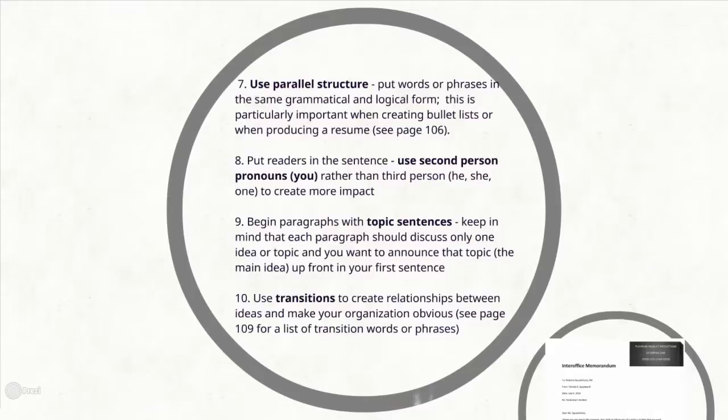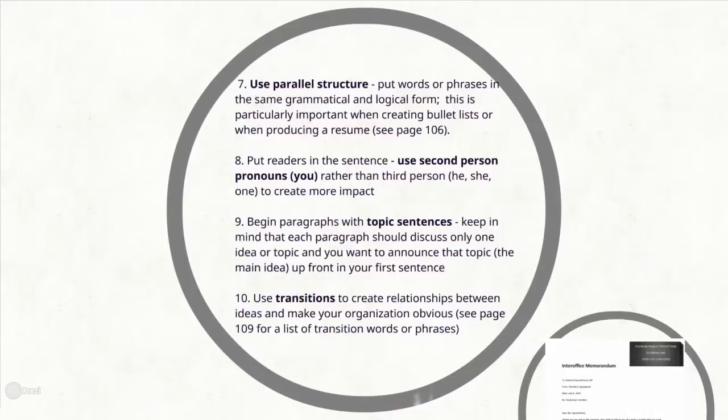So those are the 9th and 10th rules for professional writing that carry over and should be familiar to you. Basically, topic sentences and transitions help to guide your reader through your document, announce your ideas, and create a clear logic for your reader to follow.